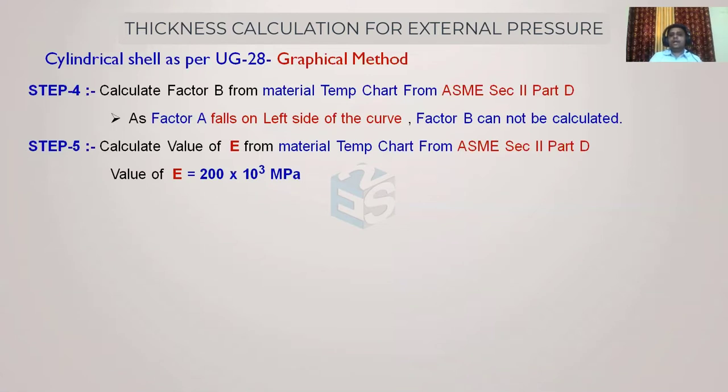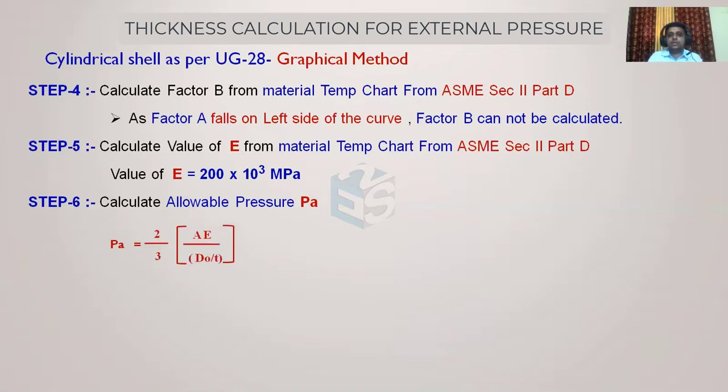So now we have the value of Young's modulus. We also have factor A with us. Now we can calculate the allowable pressure in step number 6 by the formula: allowable pressure is equal to 2/3 of AE upon DO by T. So 2/3 in bracket AE upon DO by T. Here A is the factor A, E is the Young's modulus we have calculated, and DO by T is the ratio we already had, 156.307. So with the help of these values, we can calculate the allowable pressure. If we had calculated factor B, then this formula would have been different. That would have been 4 by 3 B upon DO by T.